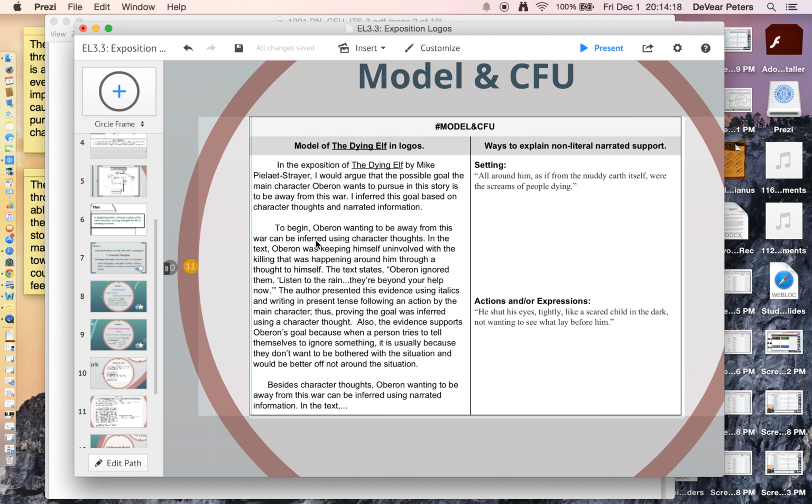I said, thought to himself. So that was one way of making sure that my evidence is an example of a character thought, because of how it was provided to me: in italics, in present tense, following an action, and it was a thought to himself.